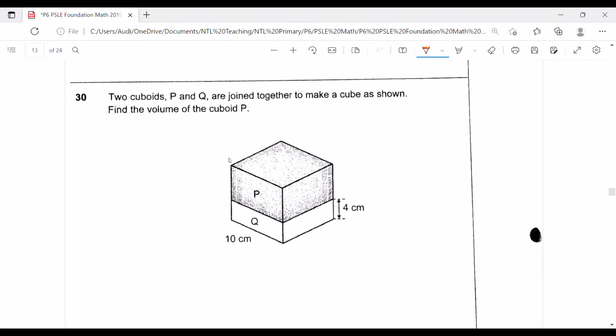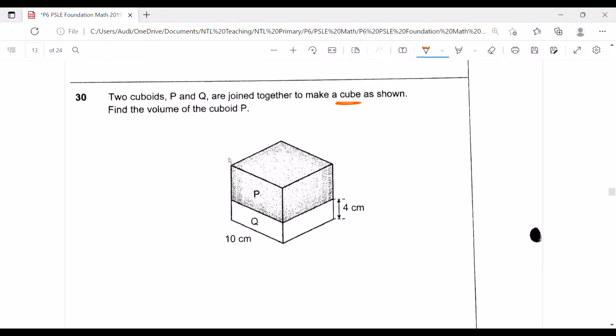Okay, question 30. Two cuboids, P and Q. What's the difference between a cuboid and a cube? A cuboid looks like a cube, but they're not really cubes. Two cuboids, P and Q, are joined together to make a cube. Now, what do we know about cubes? A cube is made up of squares. What it means is the length and the breadth and the height are all the same.